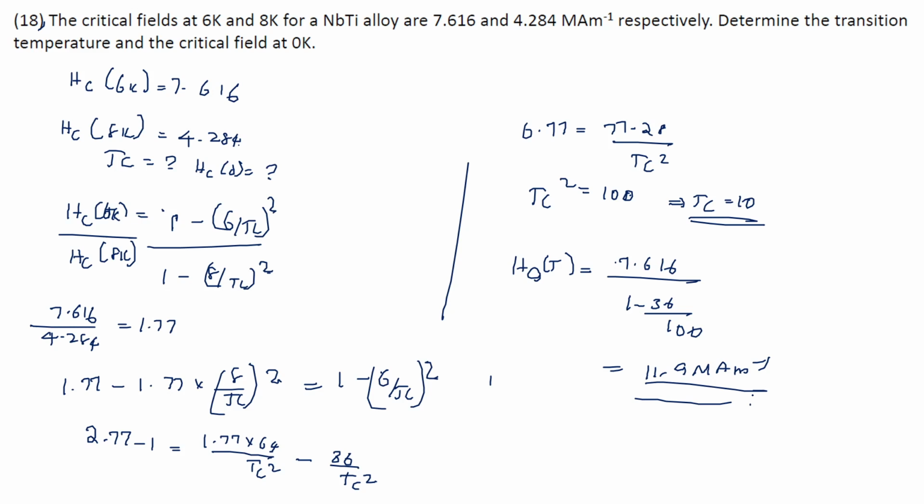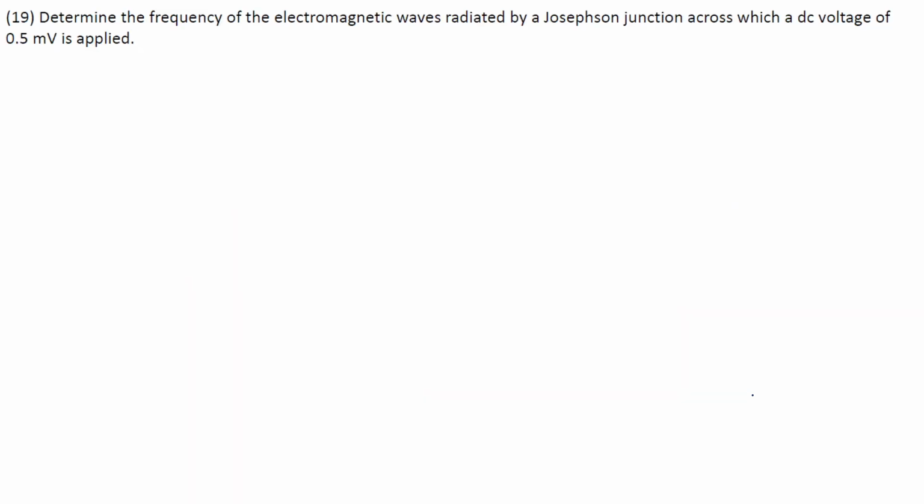Now let us go to the next one. Determine the frequency of the radiated wave by a Josephson junction across which a DC voltage of 0.5 millivolt is applied. Okay, so here we have to calculate the frequency of electromagnetic radiation by a Josephson junction for the given voltage.